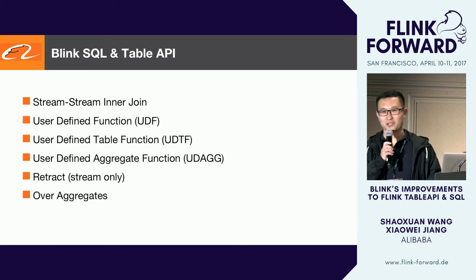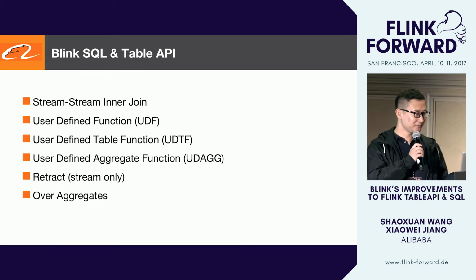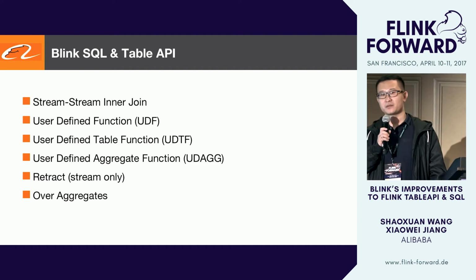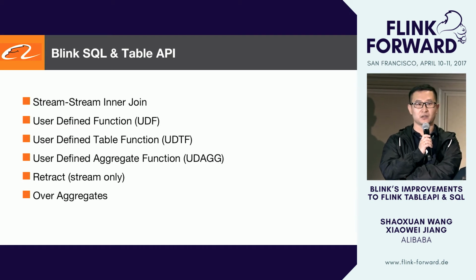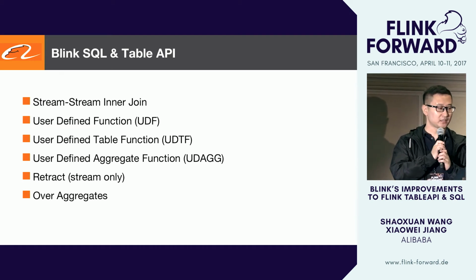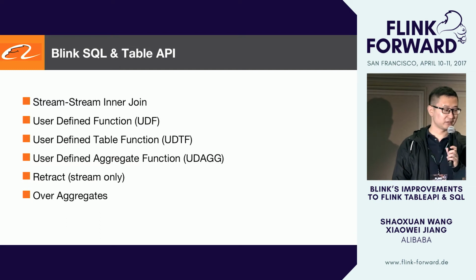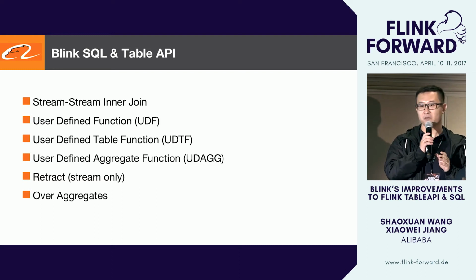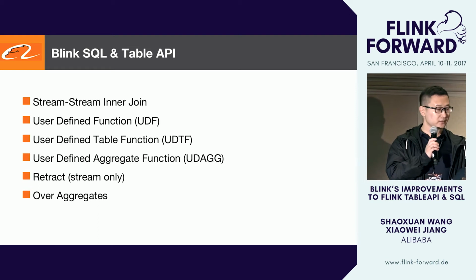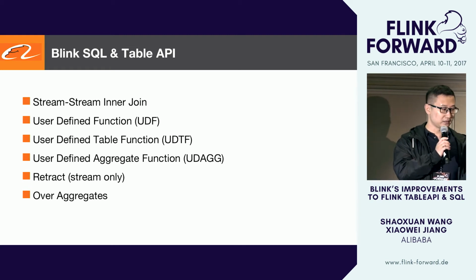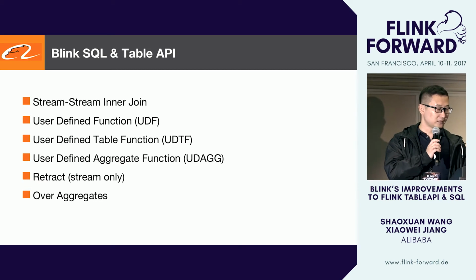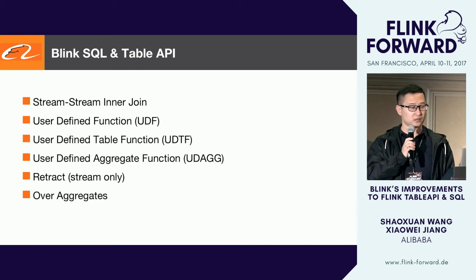I would like to continue our talk on Flink Table API and SQL. This is my agenda. I will first introduce the streaming inner join, which we have heavily used in our production. Followed by this, I introduce three functions: UDF, UDTF, UDAGG, because we think those functions are very helpful for users to describe their business logic. Together with UDAGG, I will introduce retract, which is a very important building block for the UDAGG interface and also for streaming. At the end of the talk, I will introduce recent work on the Over Aggregates.